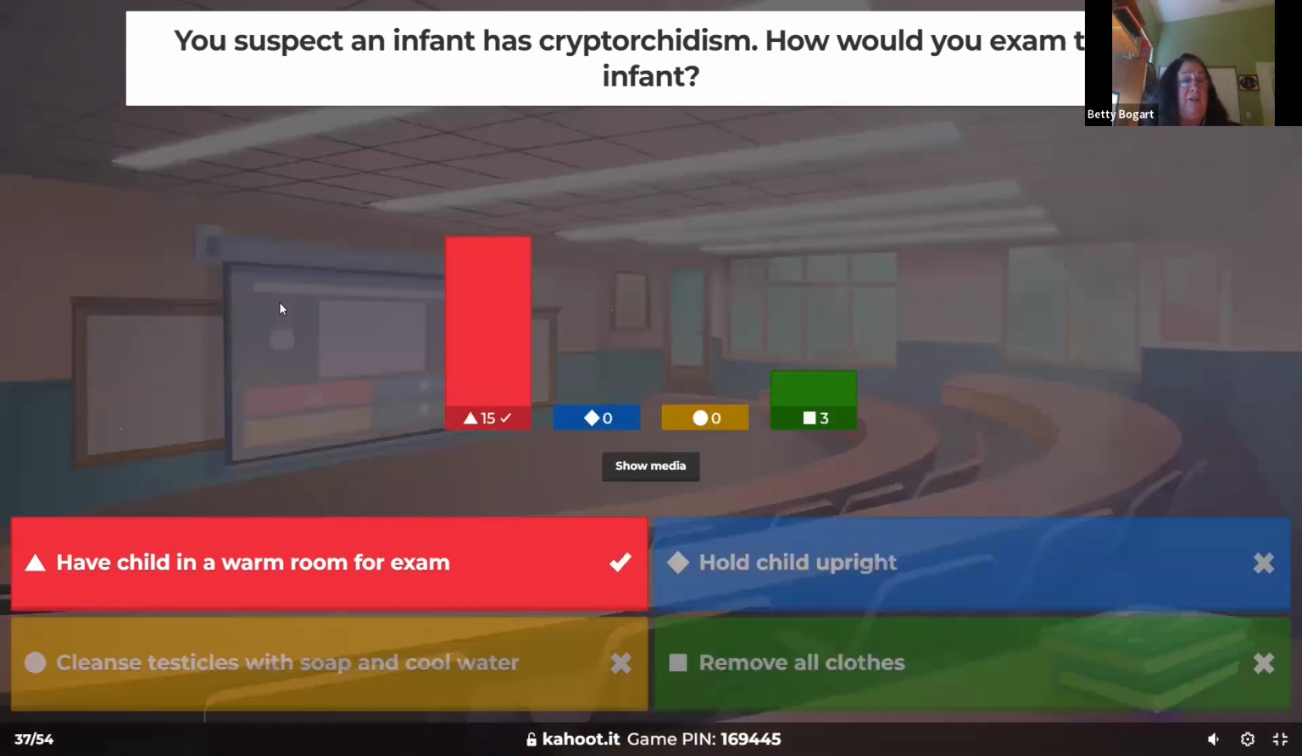And again, this kid you're going to put in a warm room. We want those testicles to sag as much as they can. We want to get a good enough feel of them. Another thing we're going to ask, if we find that one testicle isn't down, we're going to ask, have you ever felt that testicle down? It's a very important question to ask also.